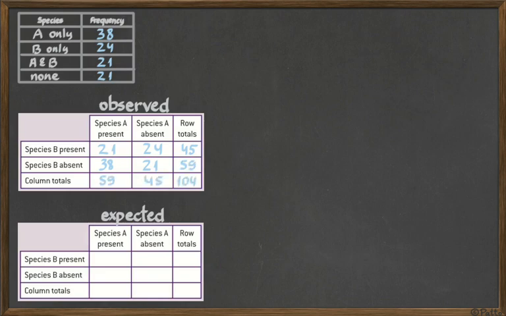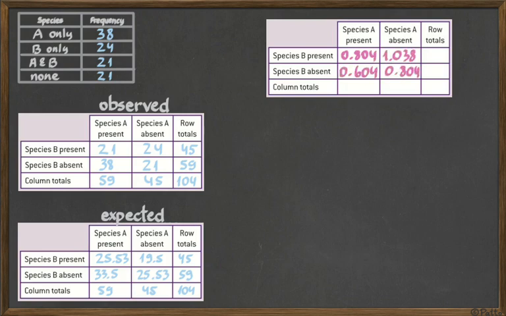And then to calculate the expected values, what I am going to do here is multiply the total of the row by the total of the column and divide by 104, the overall total. So I have those values over there, and I find 25.53, 33.5, 19.5, 25.53. Those are the expected values for those four situations if they have no association. These are the values that I calculate using the chi-square formula: 0.804, 0.604, 1.038, 0.804. Those are the four values, but the chi-square is actually the sum. So the sum here is 3.25.